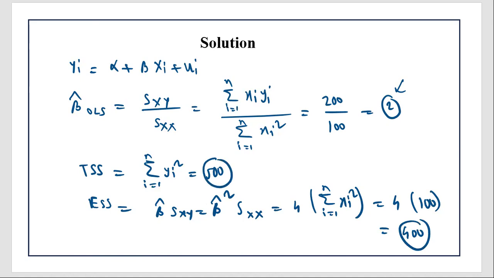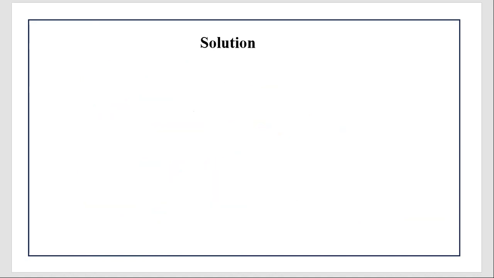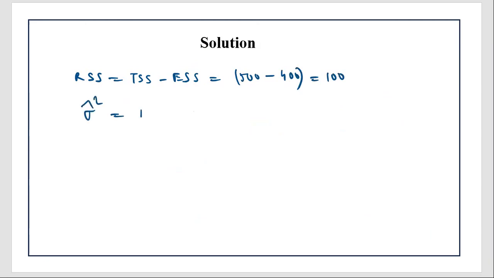So we have the value of TSS, we have the value of ESS. So how do you find out RSS? Simply TSS minus ESS will give you RSS. So it is 500 minus 400, which will come out to be 100. Now sigma cap square is simply RSS upon n minus 2. RSS is 100, n is 27, so n minus 2 is 25. So this value will come out to be 4. Right? So we have all these values.